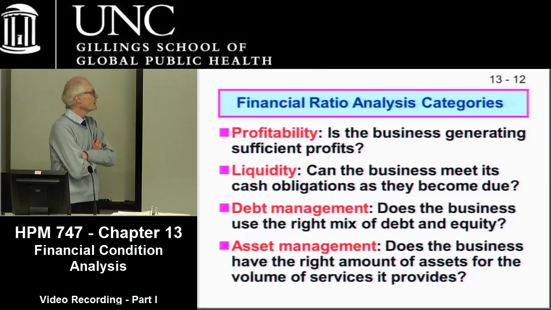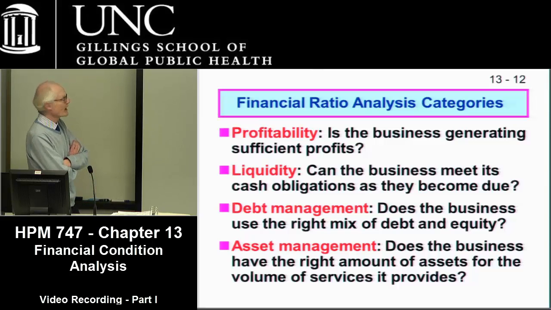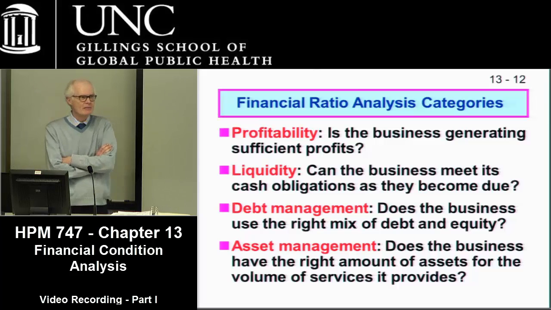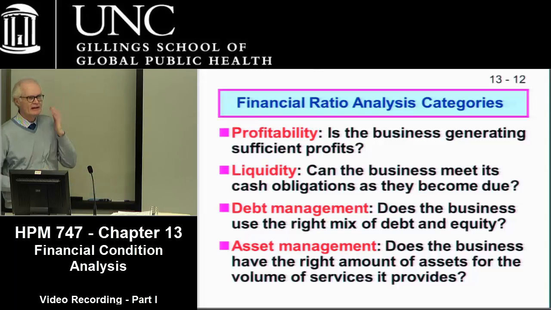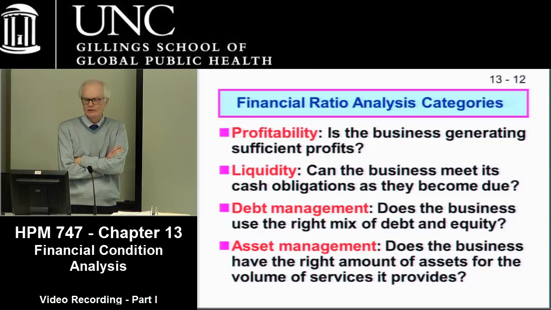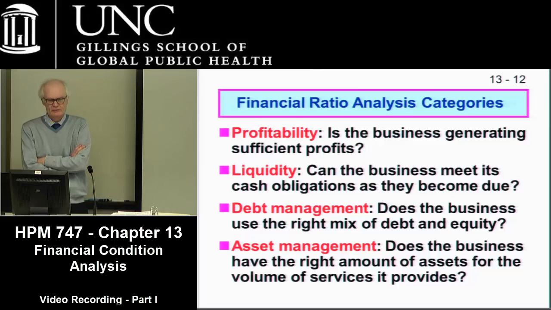So if you look at any finance textbook, you'll see financial ratios classified in many different ways. Almost all of them will have profitability and liquidity. Debt management can be called capital structure ratios, debt management ratios. Asset management ratios can be called activity ratios. There are different categories. It doesn't really matter.